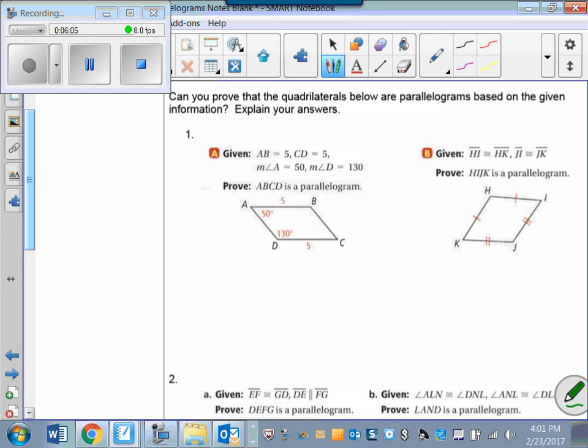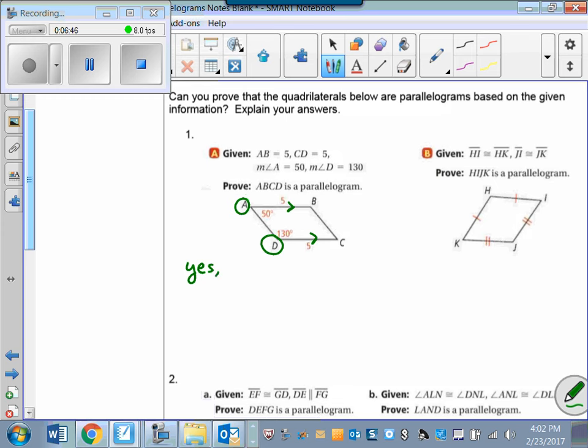Well, let's see. We're given that AB is 5 and CD is 5, and we've got those angle measures there, so we want to know, is ABCD a parallelogram? Well, the two angles that were given, A and D, they're definitely supplementary, right? So I have to think, what does that tell me? Oh, it tells me that AB is parallel to CD, right? Because of the corresponding angles converse again? So yes, and I'm not doing a full proof because it just says, can you prove? And I'm just going to say, yes, I can.